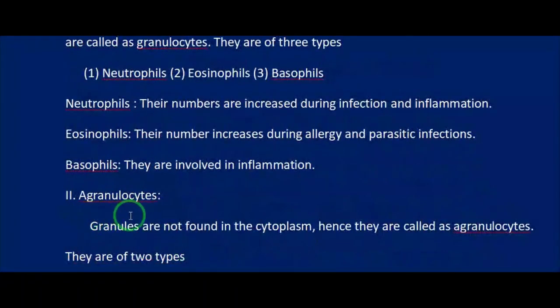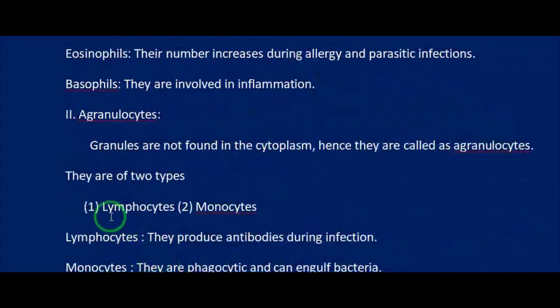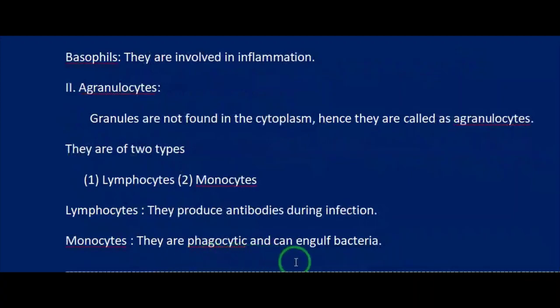Number 2, agranulocytes. Granules are not found in the cytoplasm, hence they are called agranulocytes. They are of two types: lymphocytes and monocytes. Lymphocytes produce antibodies during infection. Monocytes are phagocytic and can engulf bacteria. Write this answer in your notebook and learn. In the last video I also gave one answer. I hope you have written it in the notebook and studied. This question also you should write and learn.